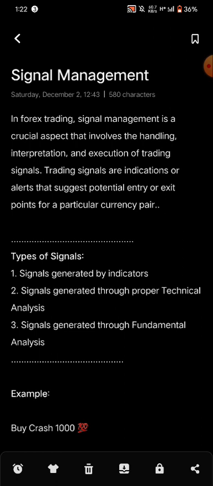For signals generated by indicators, we have different types of indicators developed by different people from different countries in the world. We have the RSI, which means the Relative Strength Index, the MACD, the Bollinger Bands, the moving averages, and many more. You can do more research on the different types of indicators.